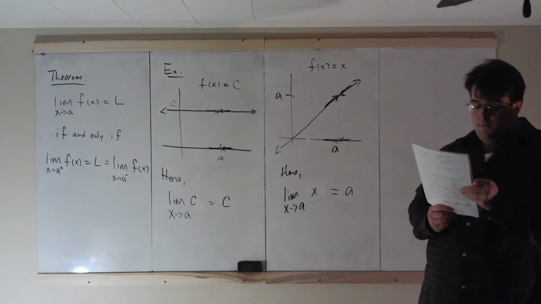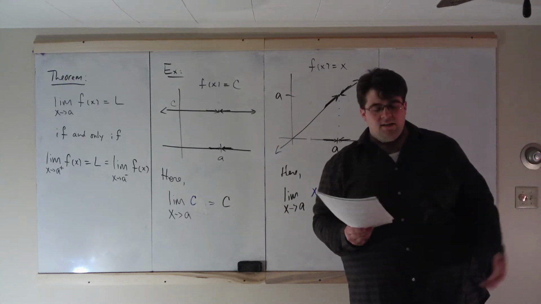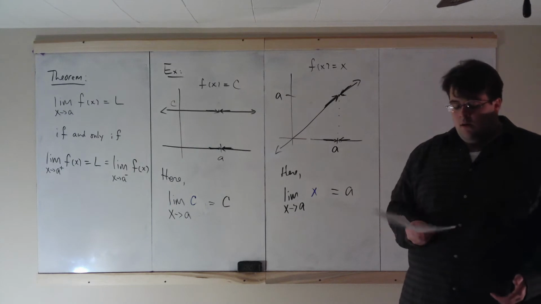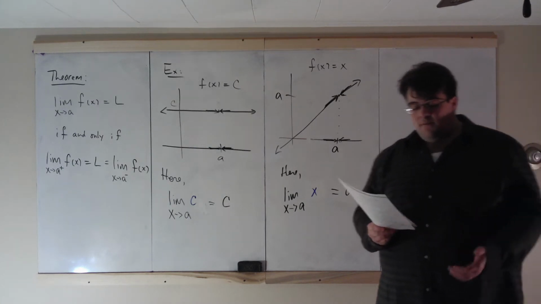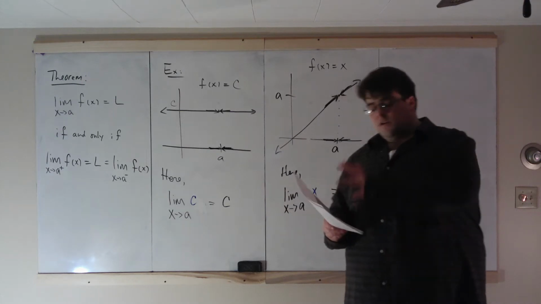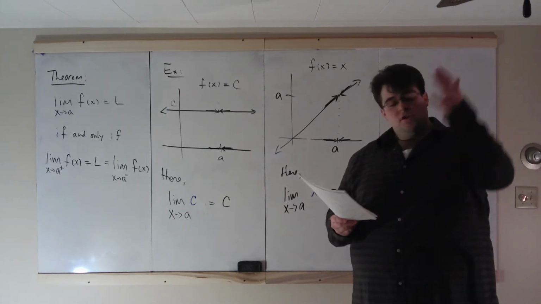Number 4, the limit of a constant times a function. So the fourth rule is very convenient. The limit of a constant times a function, well, so if you have a number in front of your function and you need the limit, well, you can pull that number out and then just deal with the rest of the function.